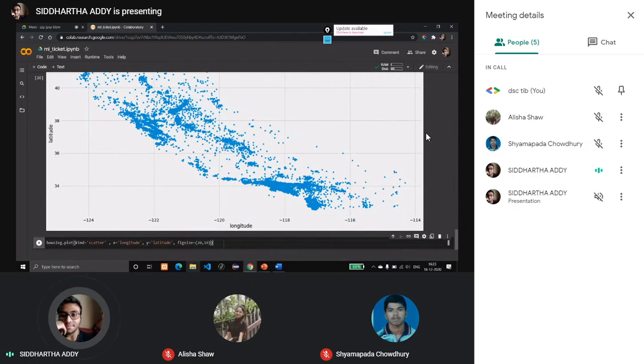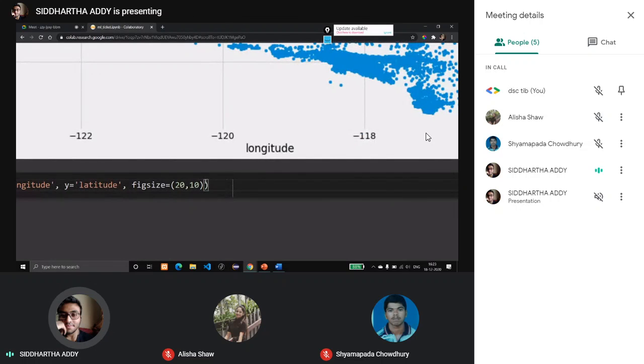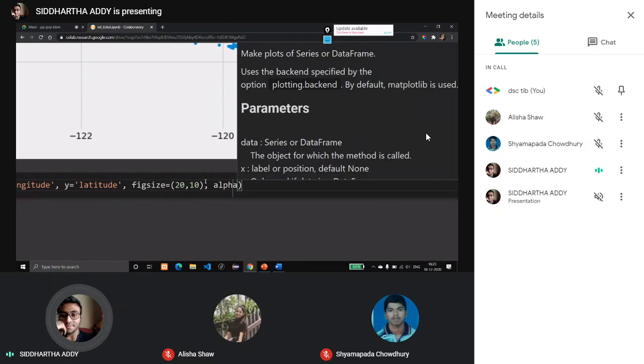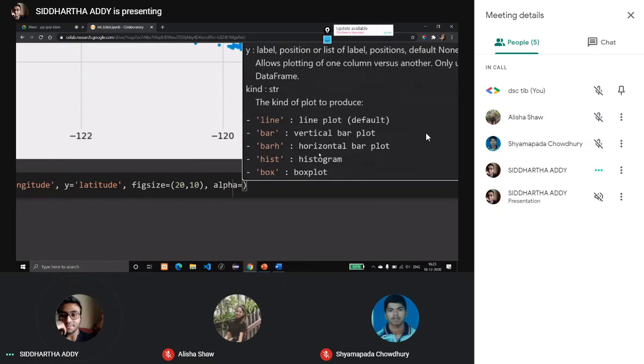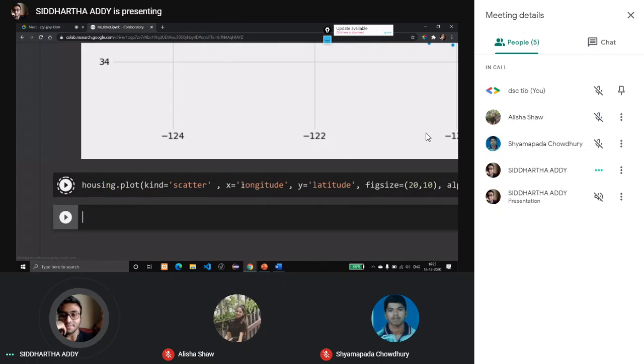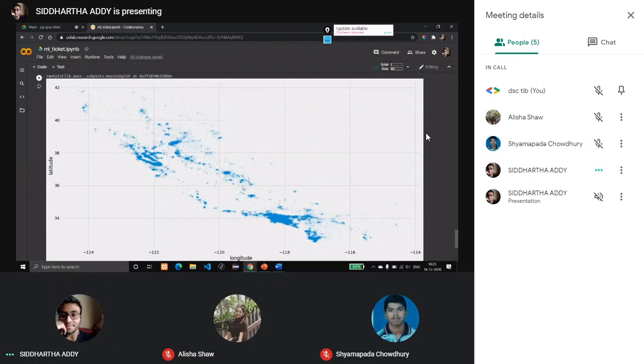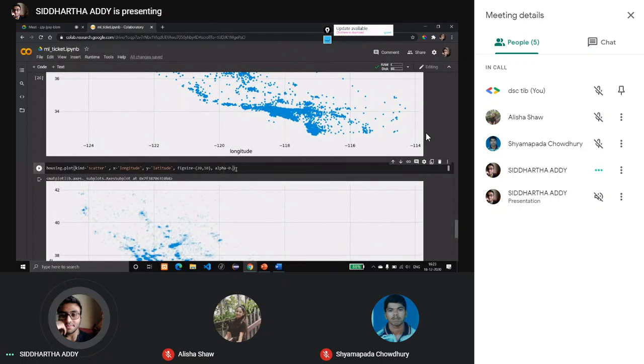Let me copy the same line and add a few more parameters that can help us. Now look at it, Jay, when the data points are overlapping, you can use another attribute known as alpha. Alpha, as it says, uses the backend specifier, or makes plots in the series of data frame. And this is why I love Colab actually. So what does this alpha do? Let me just show you, and you will understand right away. I don't need to explain. Okay, that's too much, I would say.